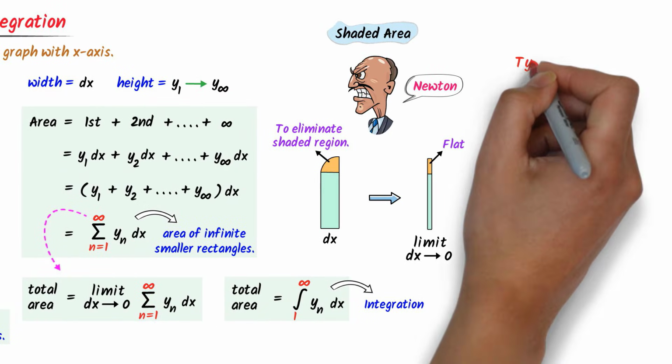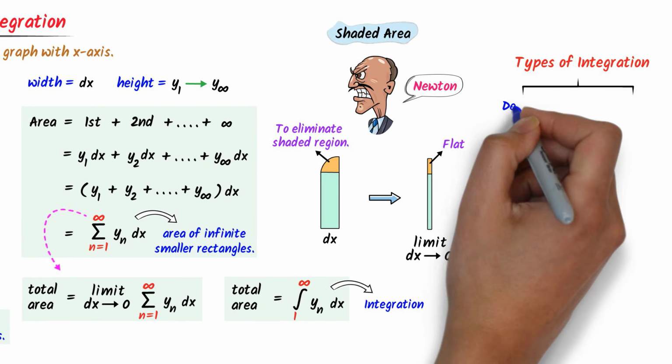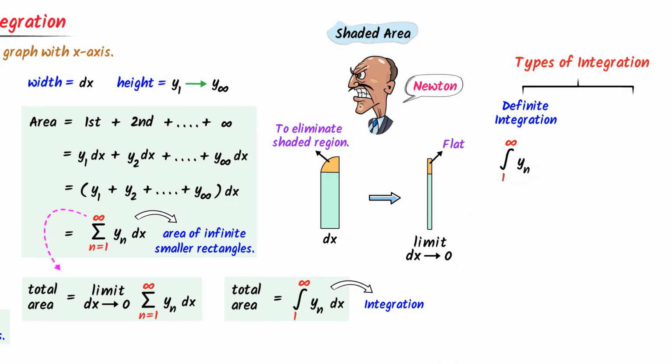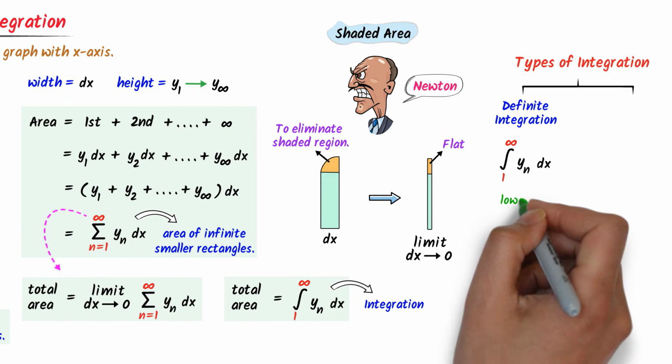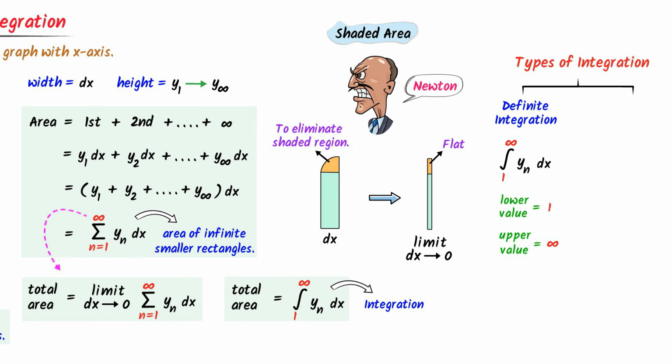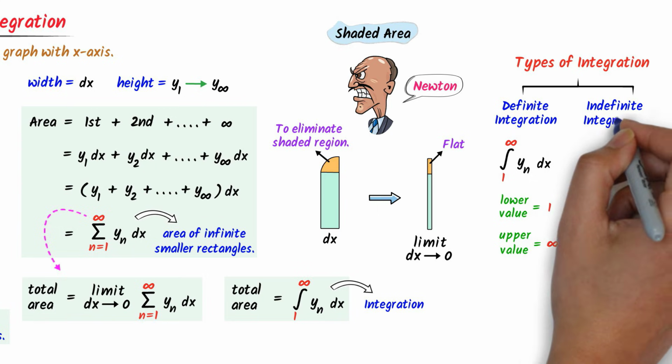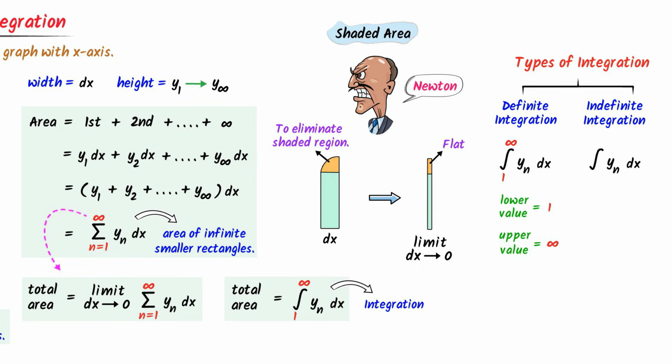Remember that there are two types of integration. Definite integration, like this one. Here, the upper and lower values are known. We call this type of integration definite integration. The second one is indefinite integration, like this one. Here, the upper value and lower value are unknown. Hence, we call this type of integration indefinite integration. Thus, note down this basic concept of integration.